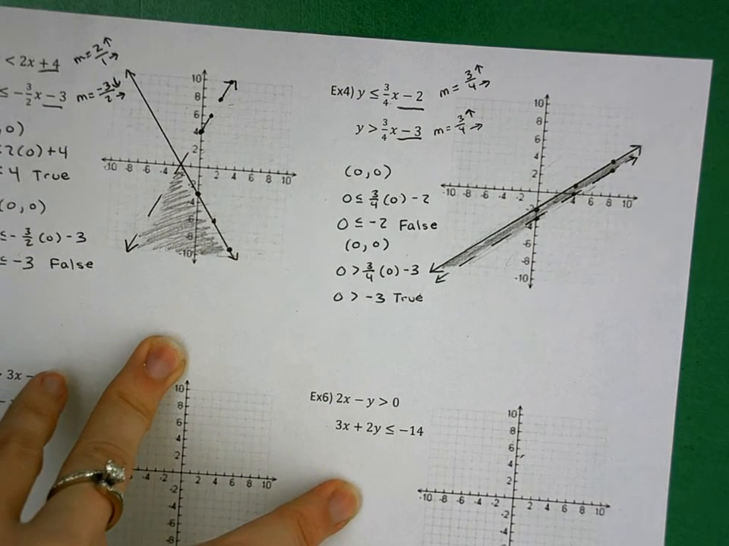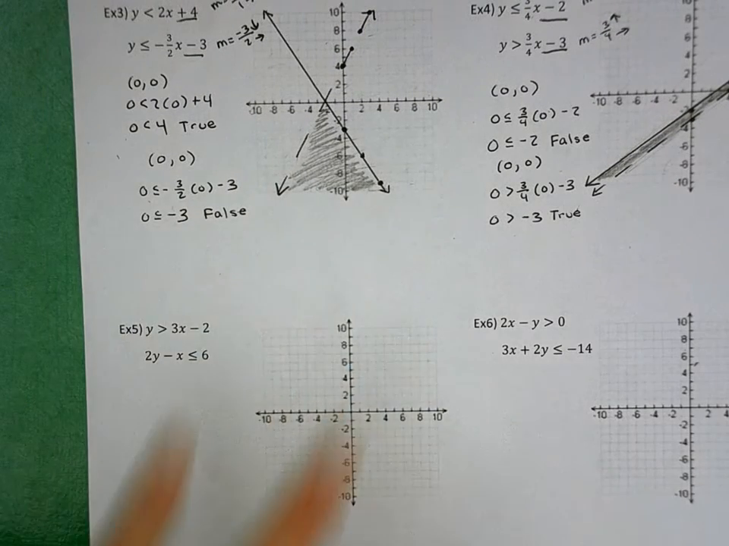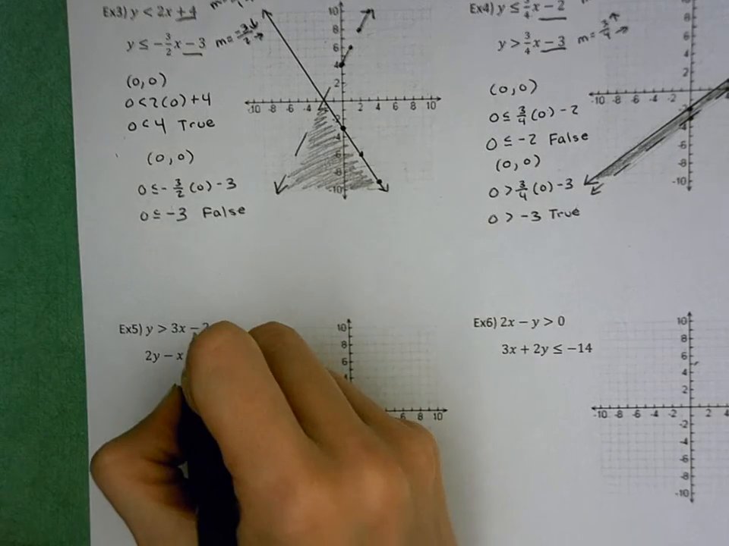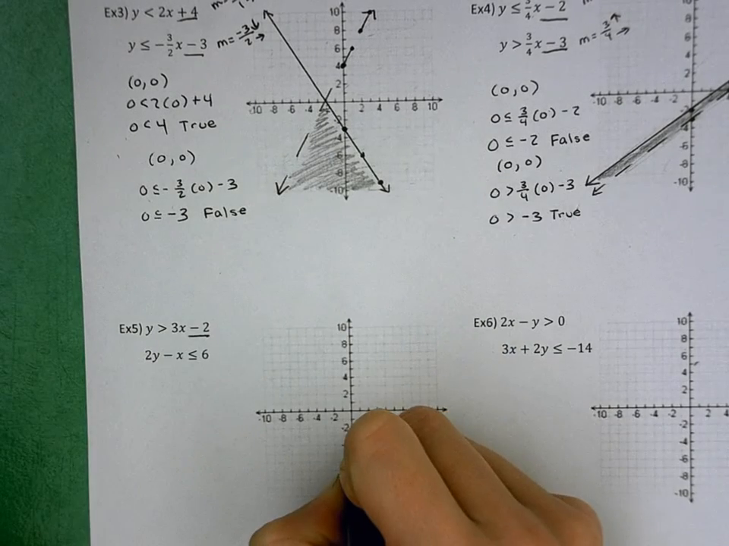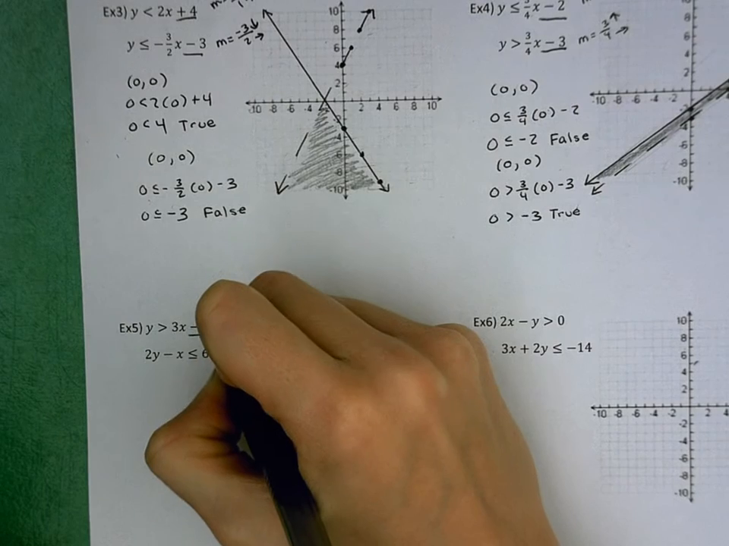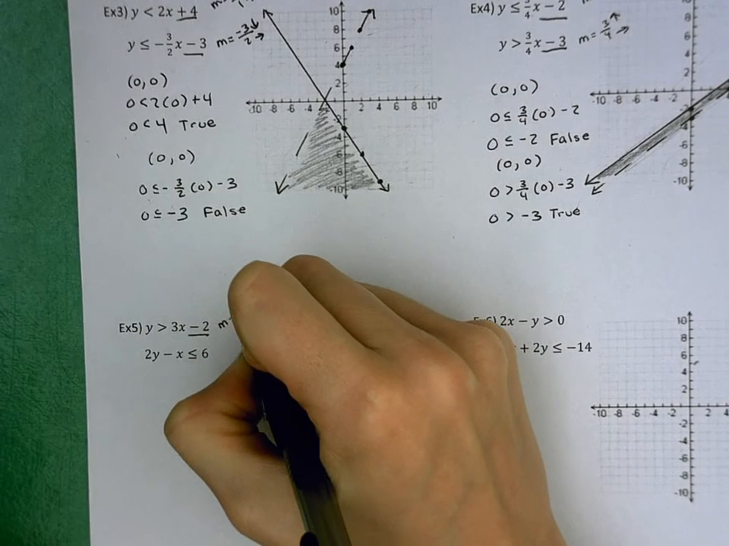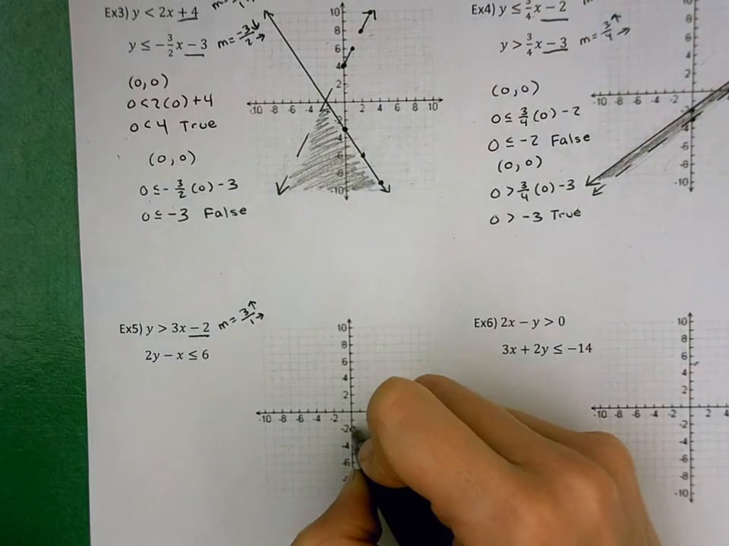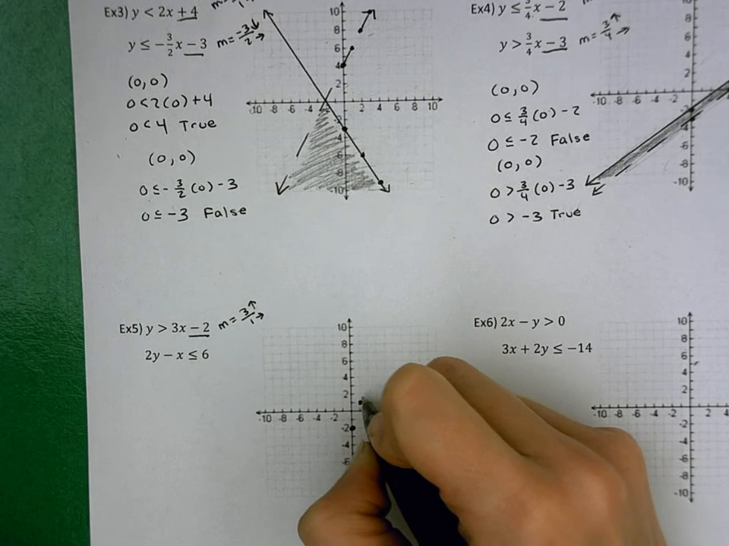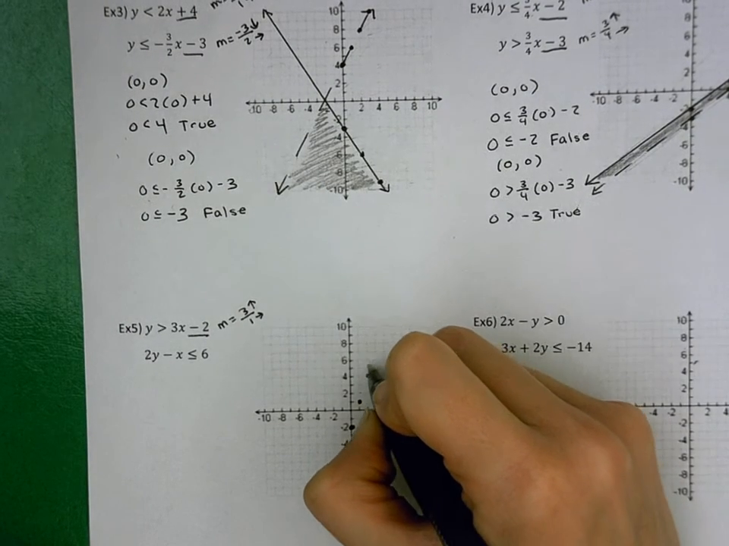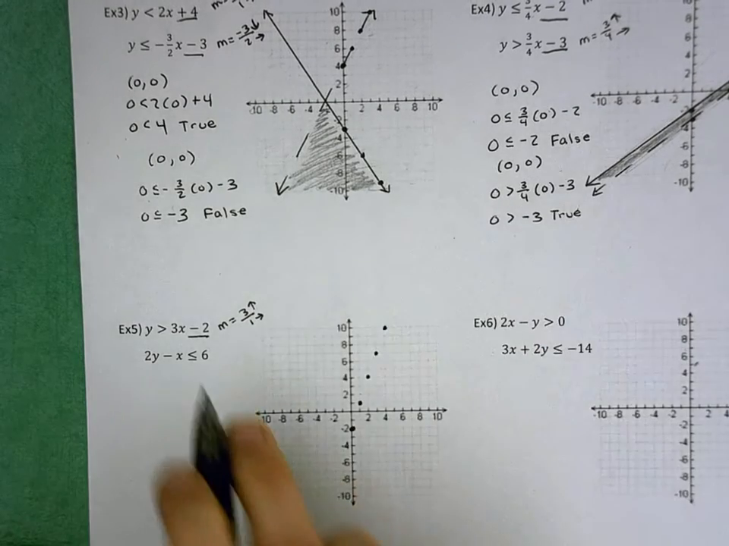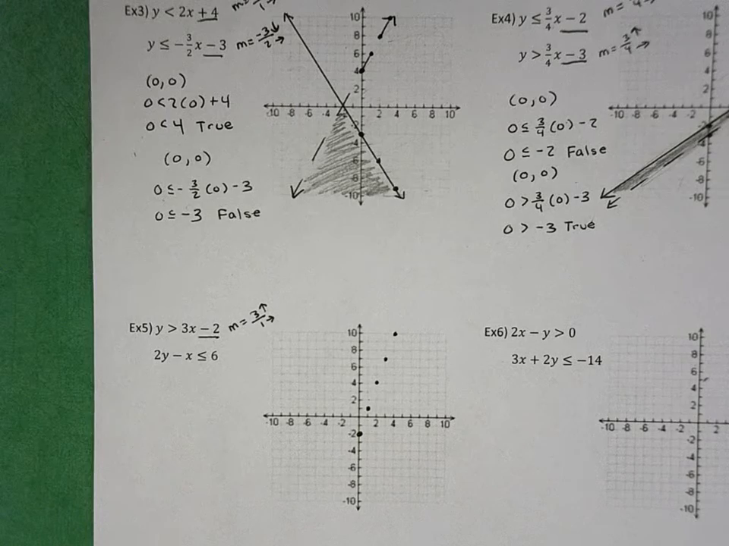Okay, last one here. We have y is greater than 3x minus 2. We have 2y minus x is less than or equal to 6. Okay, so we have our b, which is -2, and our m, which is 3, which means we're going up 3 and over 1. So up 3, 1, 2, 3 over 1. And this is a greater than, which means we are going to be a dashed line.